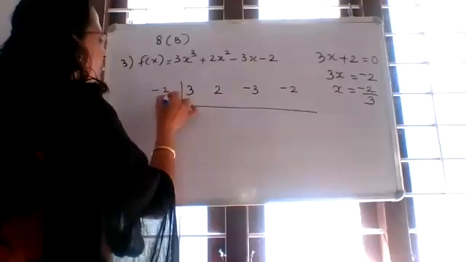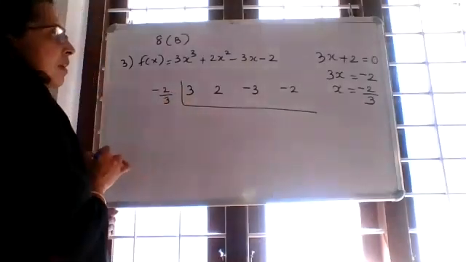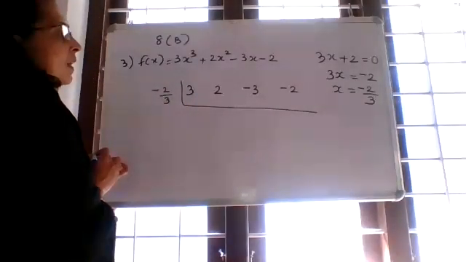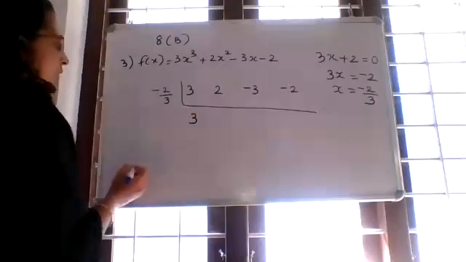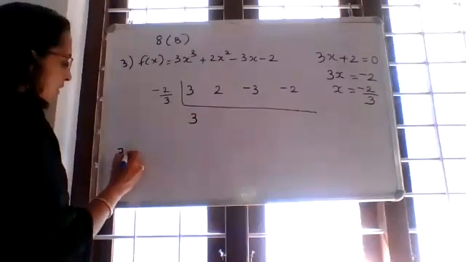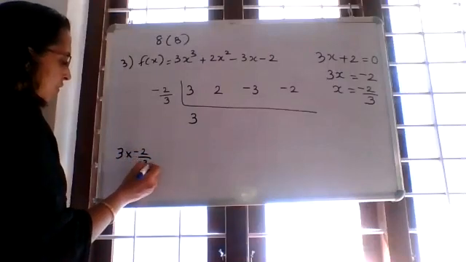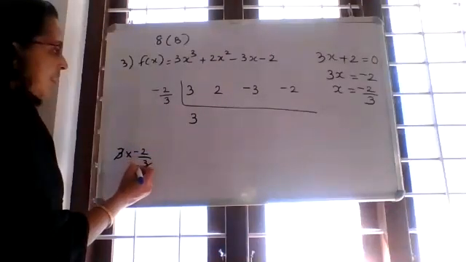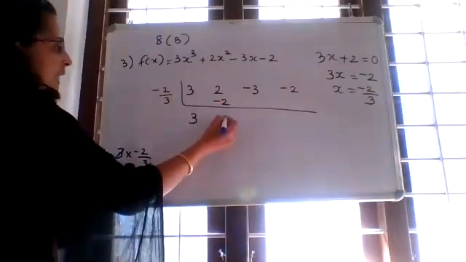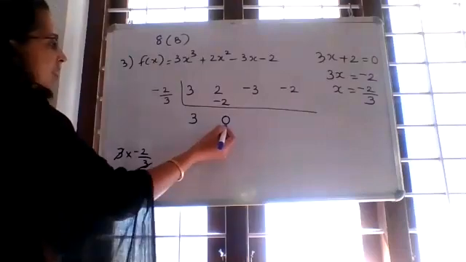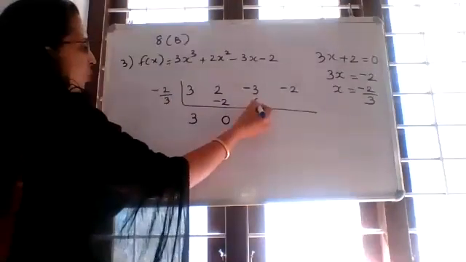Negative 2 by 3 we can write here, x is equal to negative 2 by 3. Then 3 into negative 2 by 3: the 3 and 3 cancel. We will get negative 2. Adding 0, we get negative 2 by 3 is 0.